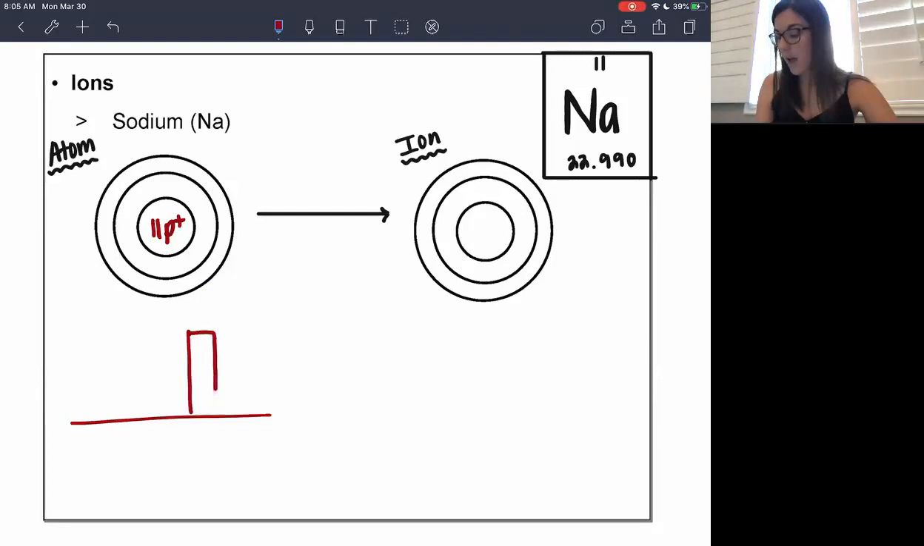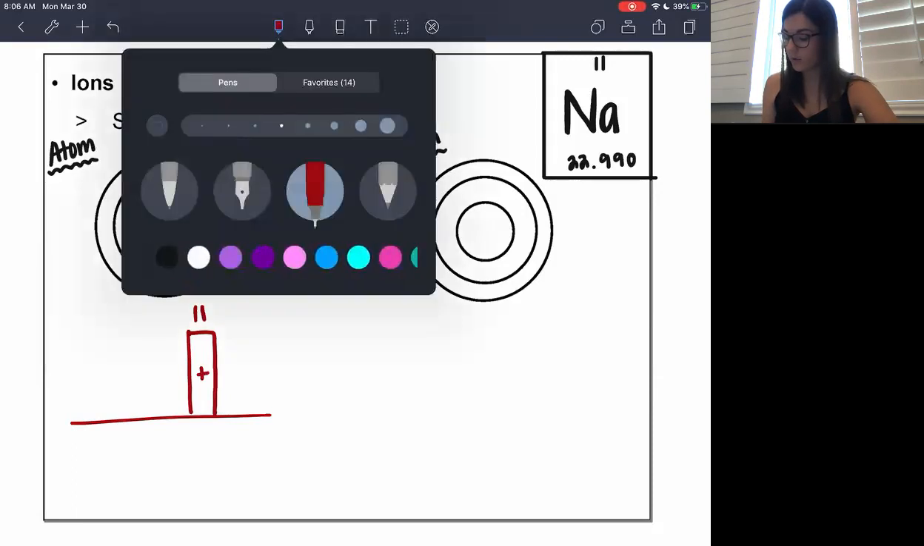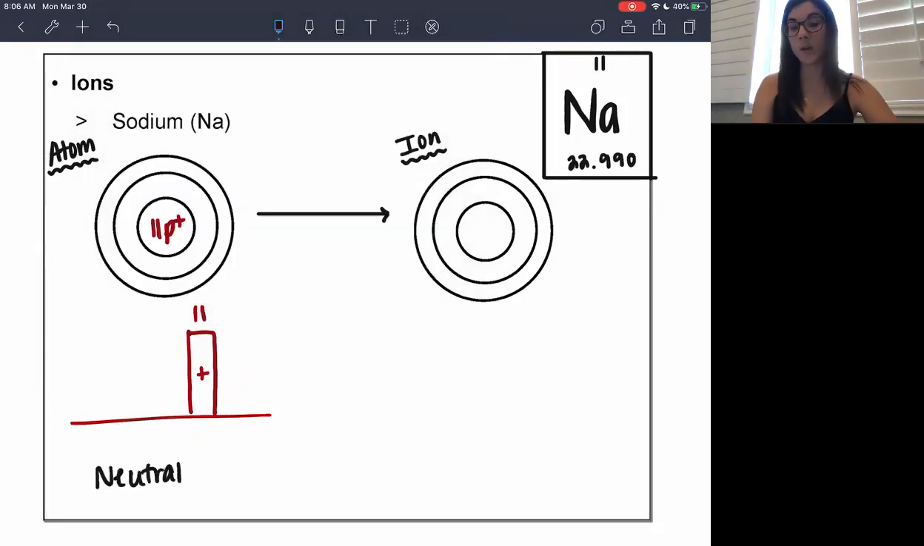Now, an atom of sodium is what we call neutral. That means it has no charge, or zero charge. So if I have 11 positives in an atom of sodium, that must mean that I have 11 negatives, so that my charges perfectly balance out to zero.